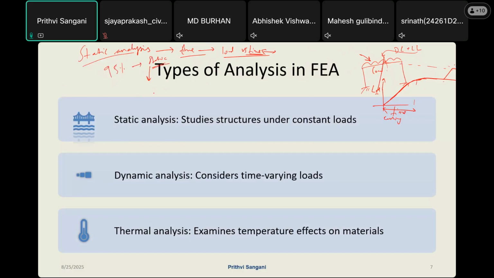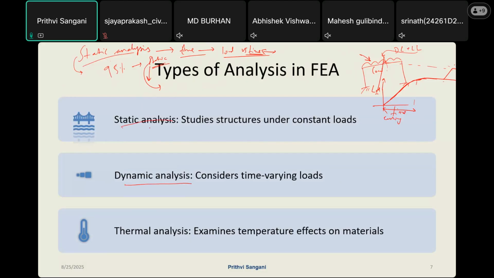Even in buildings, with columns and beam members under different kinds of loading, we always use static analysis, and I'll also mention why. I'll also show where static analysis comes into the picture while I'm showing you the software. That is about static analysis. Next one is dynamic analysis.